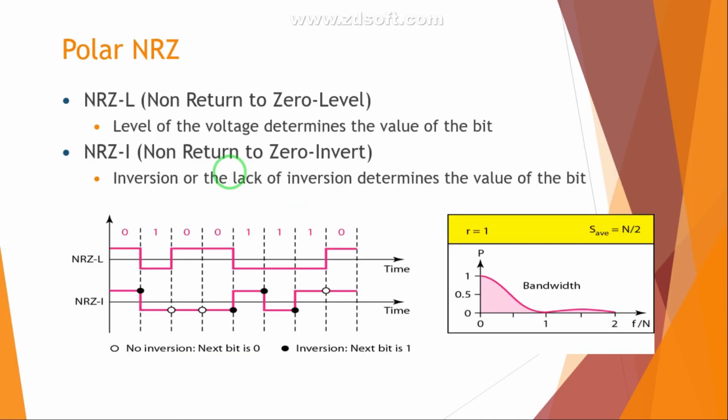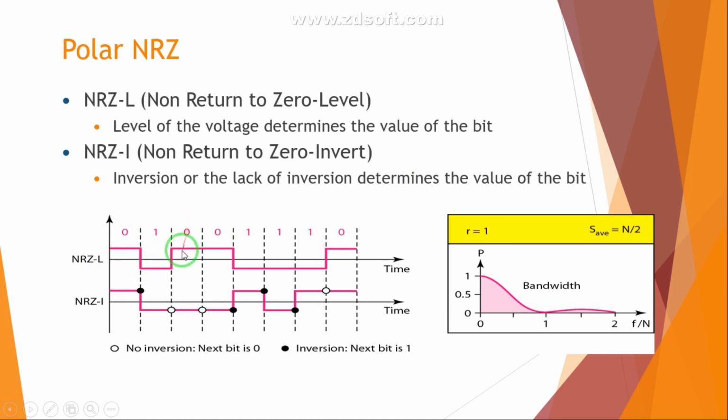Now, polar NRZ. Polar NRZ is of 2 types, NRZ-L, that is non-return to 0 level, and NRZ-I, that is non-return to 0 invert. So for NRZ-L, the level of the voltage is going to determine the value of the bit. So it may happen that bit 0 is represented by positive voltage, and logic 1 is represented by what? Negative voltage. It is the same for all bits.